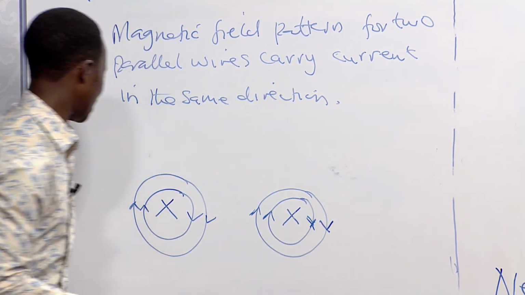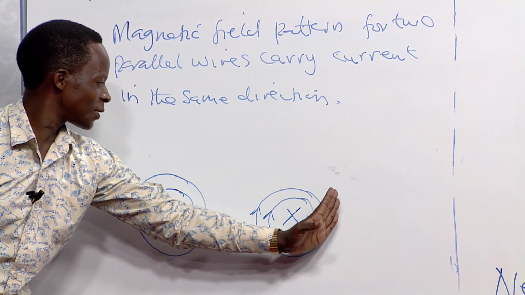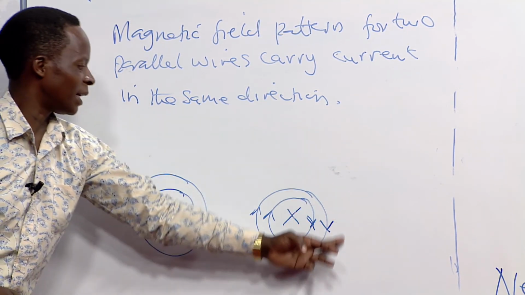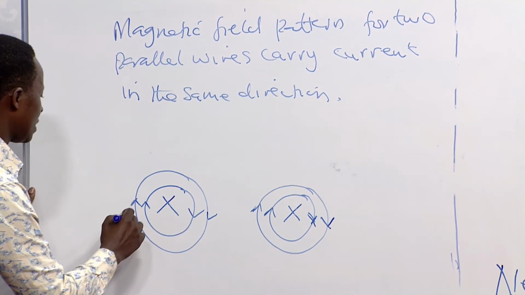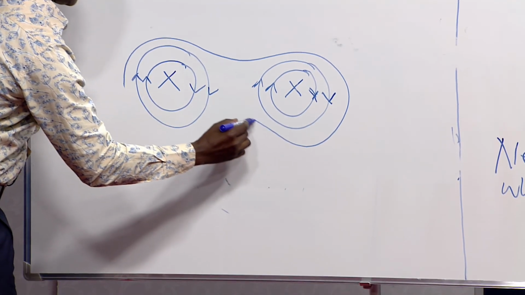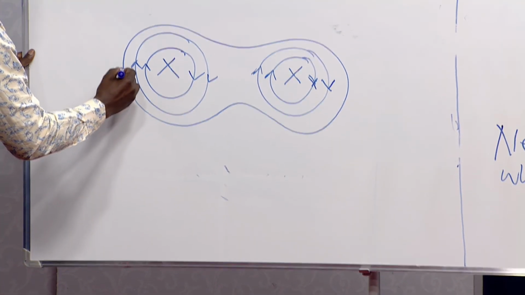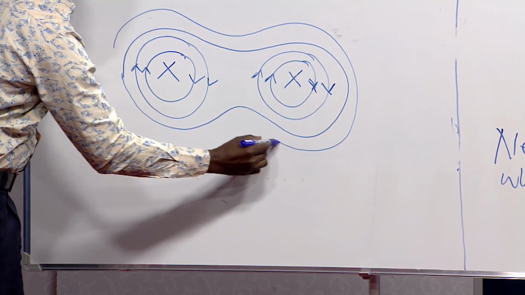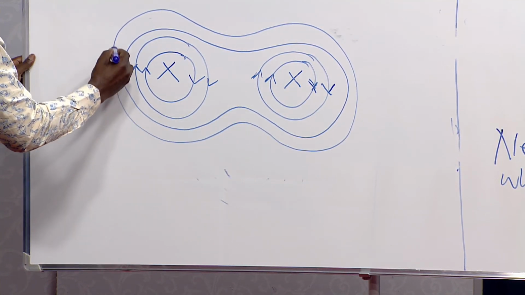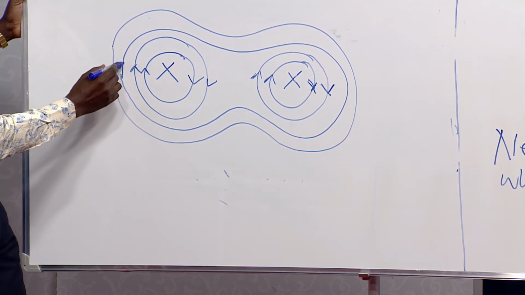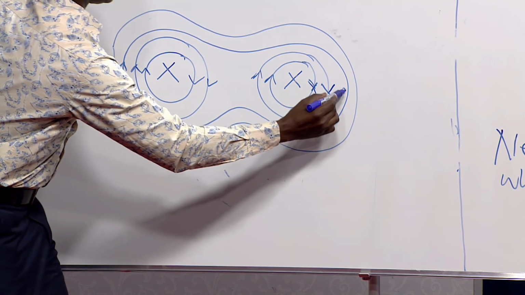Now you observe again that at the extreme ends of the wires, the fields are in agreement. So it means we can continue this line like that, and also like this. Okay? And then do this, and here do that.